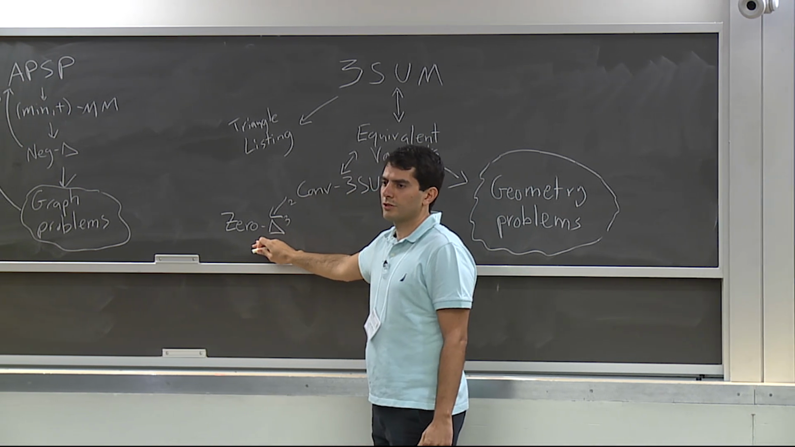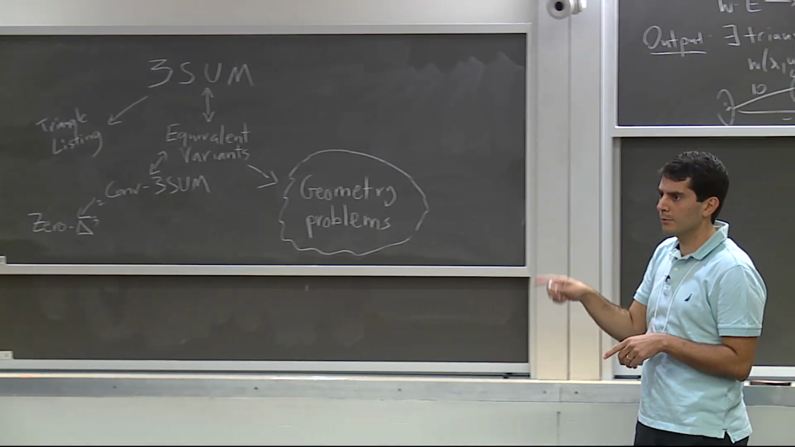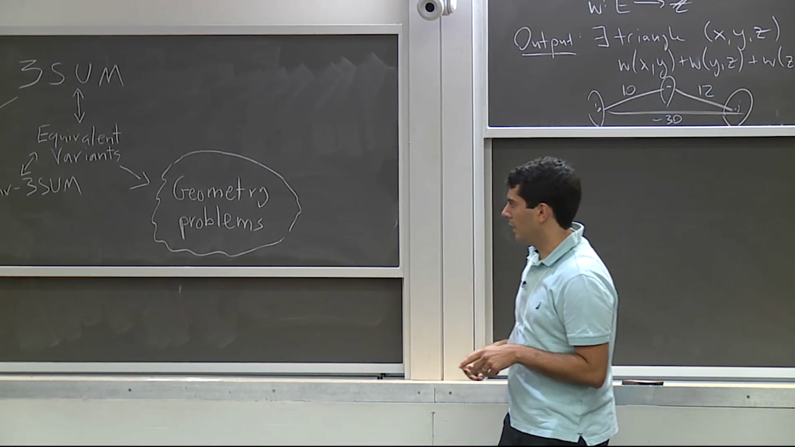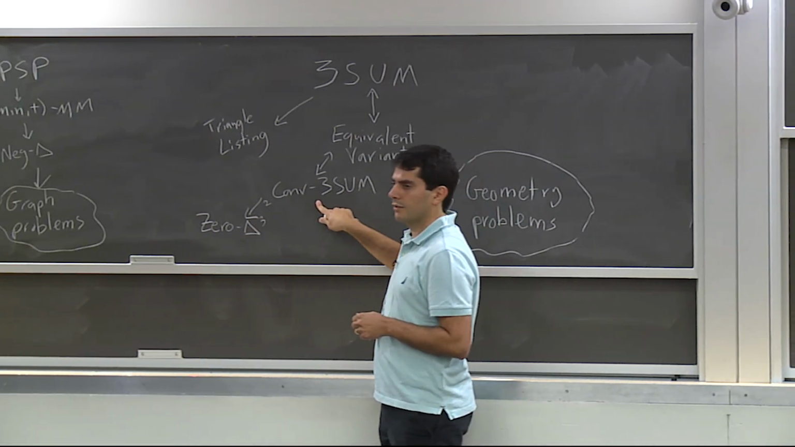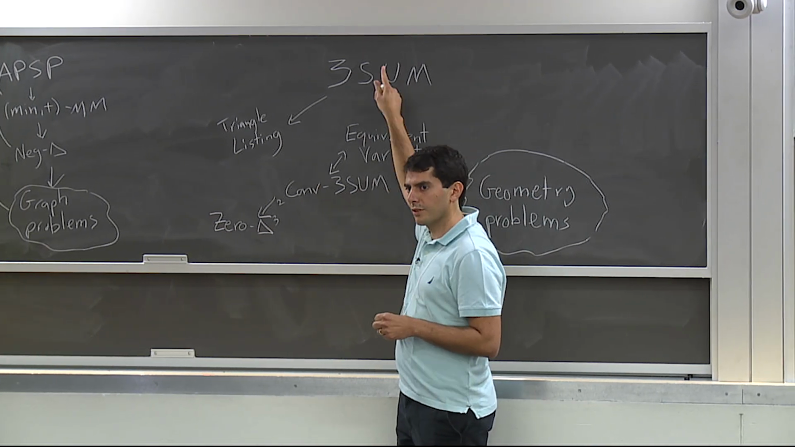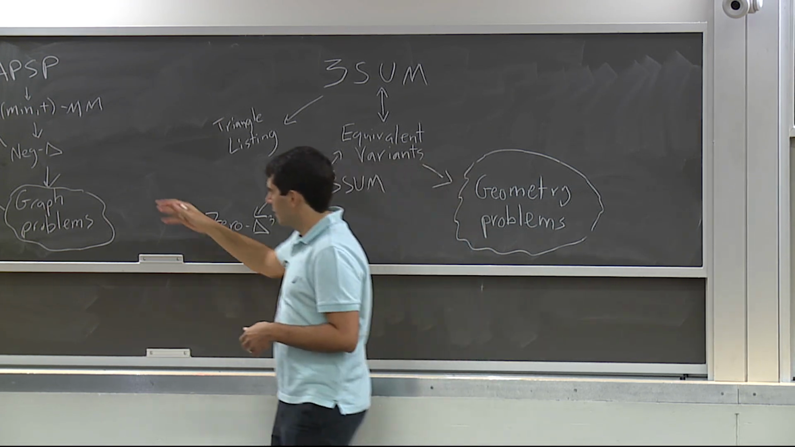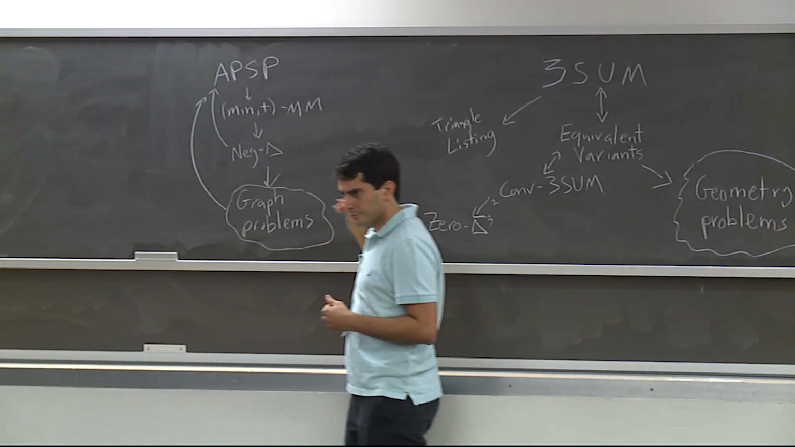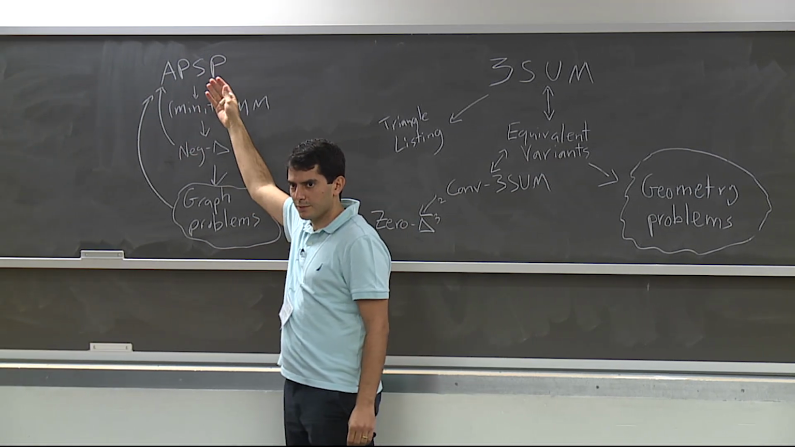This was kind of a 2-3 reduction. Zero triangle is kind of like negative triangle. It's an n-cubed problem. You have to try all triples. And if you could do subcubic, then you get subquadratic for convolution threesome, which refutes the threesome conjecture. So it's a hard problem, just like negative triangle is cubic hard. But it's from a different conjecture. Here it's from APSP.